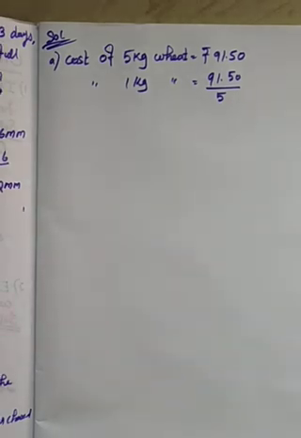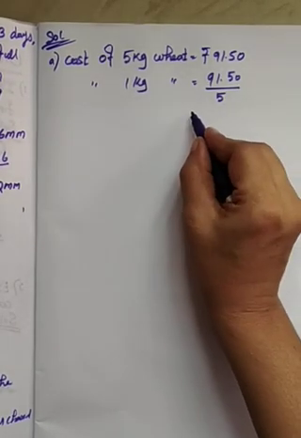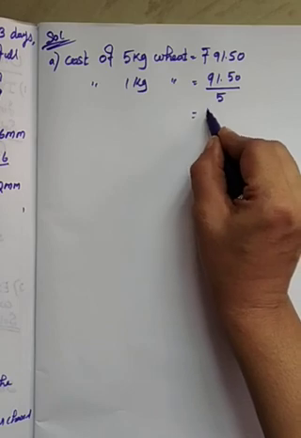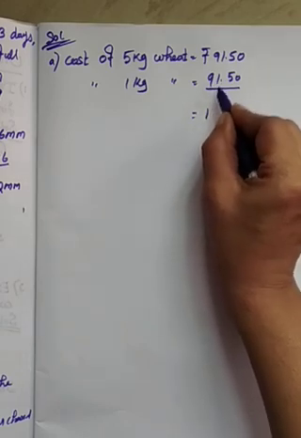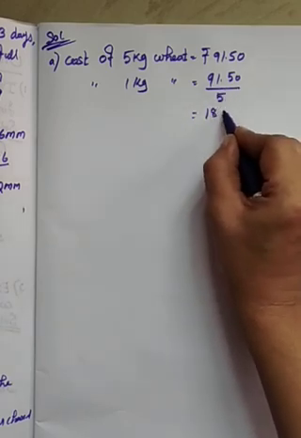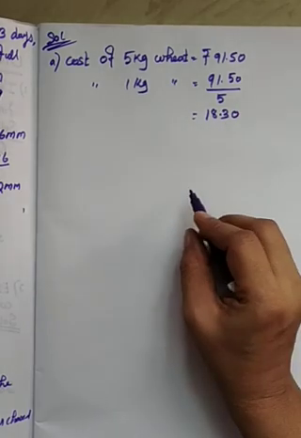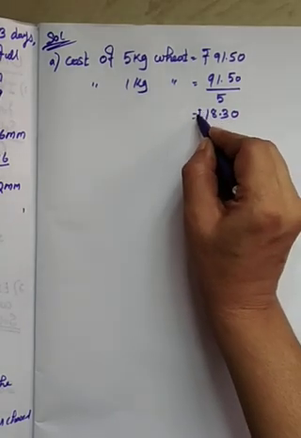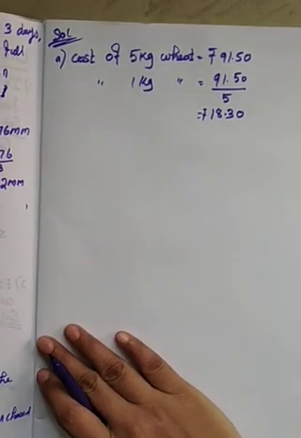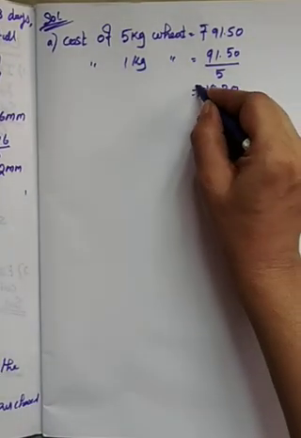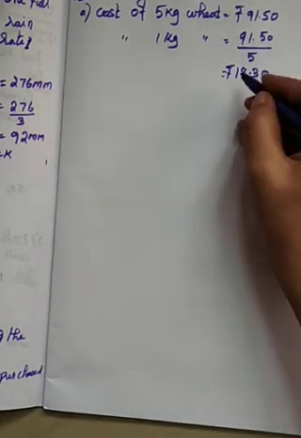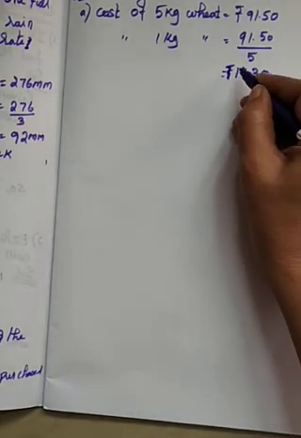Okay, see what is 91.50 divided by 5? See, how many 5 in this 9? 1 5s are 5, remainder 4 means 8, and then 1 means 3, 0. See, 18.30. So cost of 1 kilogram wheat is rupees 18.30. Okay, this one is rupees.